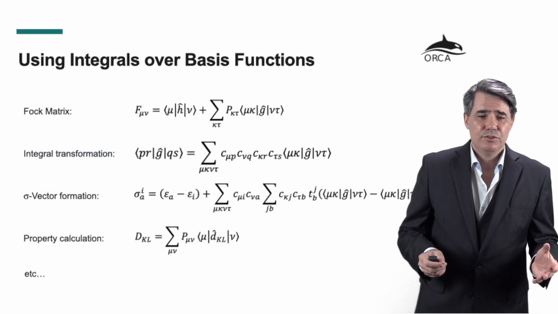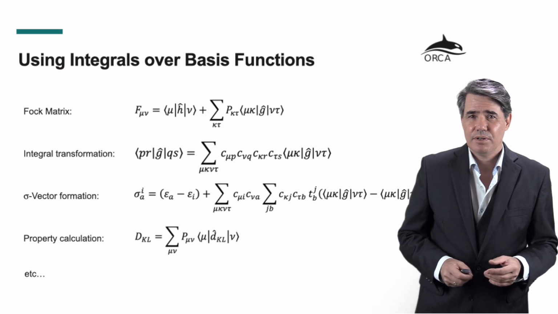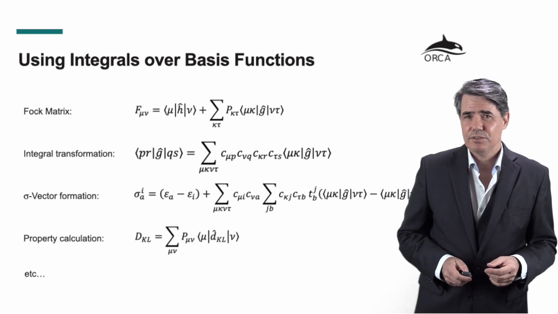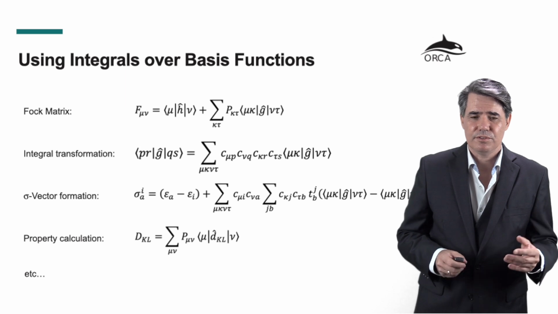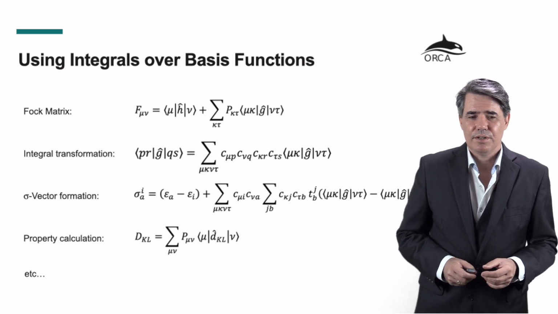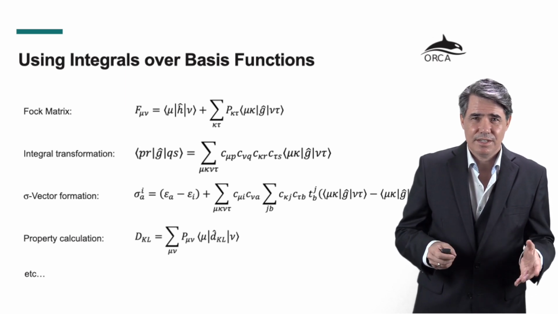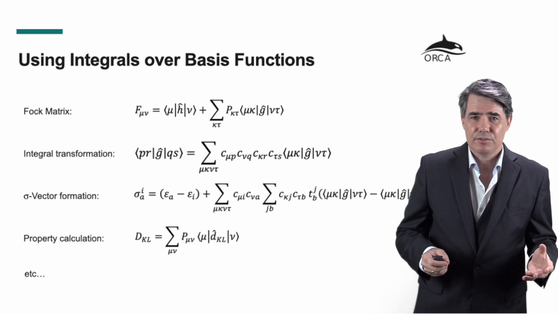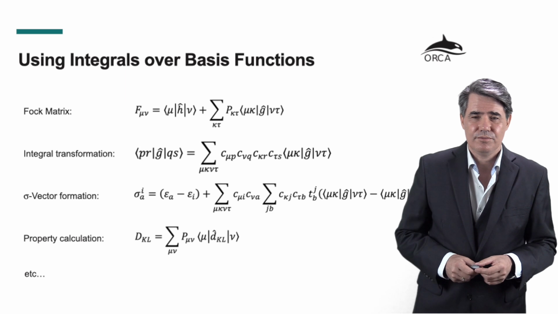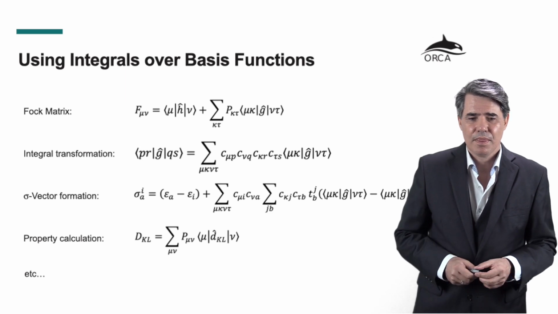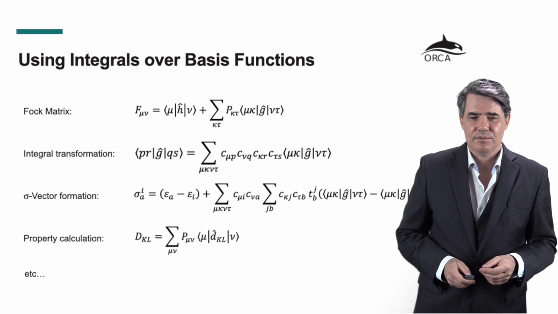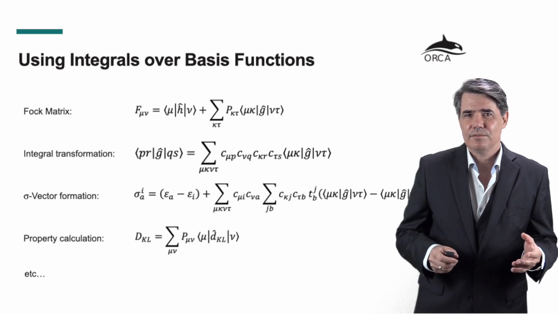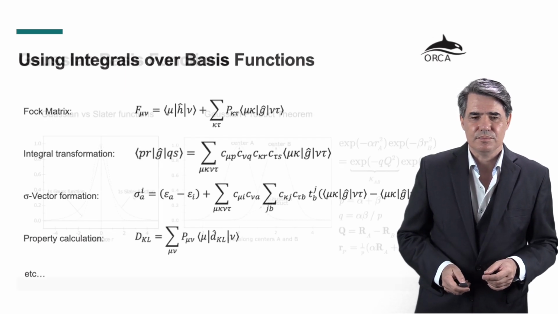Now, integrals are used in a number of tasks. Perhaps if you do DFT or Hartree-Fock theory, the Fock matrix formation is the most important one that consists of 1 and 2 electron terms. But then there are also other terms where you extensively use integrals in integral transformations, in sigma vector formations, for example for TD-DFT or also for CPSCF, and then in a number of property calculations. So it is of absolutely utmost importance that this integral generation is as efficient as possible.